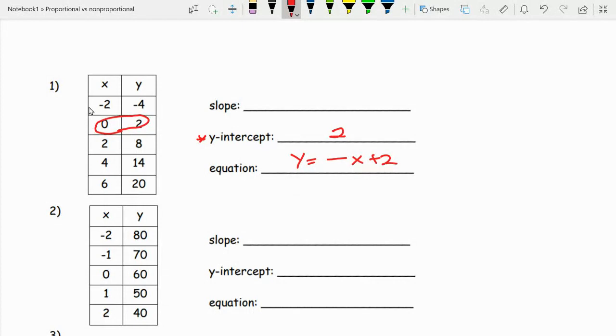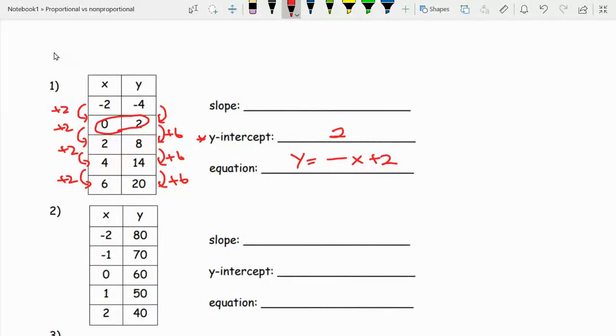In order for me to find the slope, I need to find what has happened to the x and y. Negative 2 becomes 0, 0 becomes 2, 2 becomes 4, 4 becomes 6. So I'm going to say I am adding 2. I've been adding 2. That is a pattern. Now let's look. Negative 4 becomes 2. 2 becomes 6. That's adding 6. 8 becomes 14. That's adding 6. 14 becomes 20. That's adding 6.